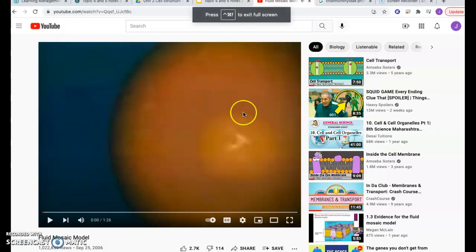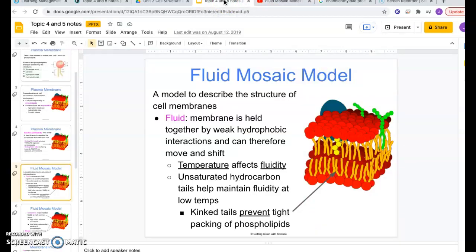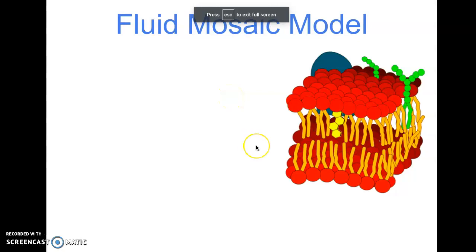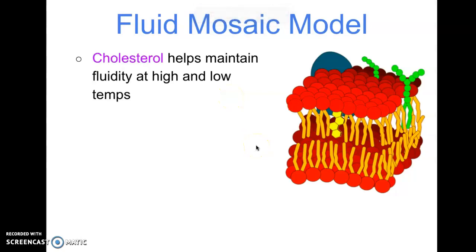Okay, so that's kind of what it looks like, and just to give you that idea that it's not stagnant, it is moving. And you could see in the video too, it looked like they had a lot of unsaturated fats in the tails. I don't know if you noticed that, but there were a few that were unsaturated that allowed for that movement. They also mentioned some of these other molecules, like cholesterol.